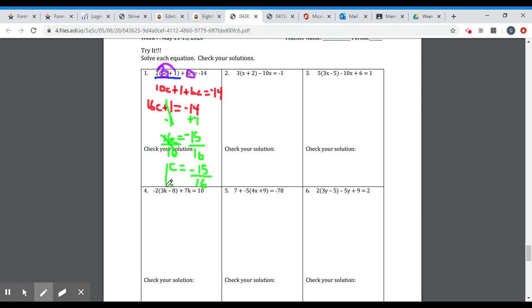But C equals negative 15 over 16. So that's where I got. From this, I got to here. This part is the familiar part for you all. The only thing is we're incorporating the distributive property and combining like terms, which is not difficult, but it does take some practice, which is why we set it up the way we set it up.